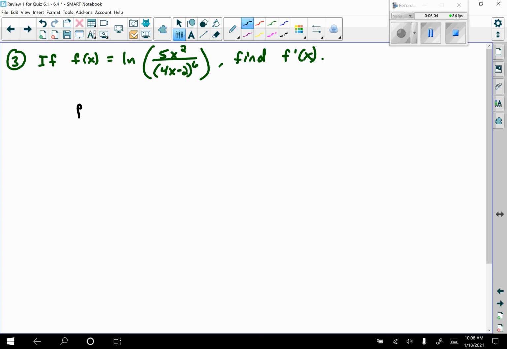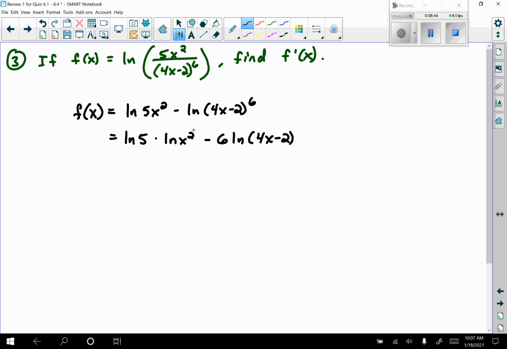All right, so again, before we start to take the derivative, let's expand this. I know I have a fraction here, so I want to expand this first by subtracting. So we'll take the natural log of 5x squared minus the natural log of this quantity to the 6th. And I'm multiplying here, so I could expand this first part by adding. So we'll say the natural log of 5 plus the natural log of x squared. And again, if you're comfortable enough with these properties, you can skip some steps. So what I could do with the last one is just bring that 6 down in front.